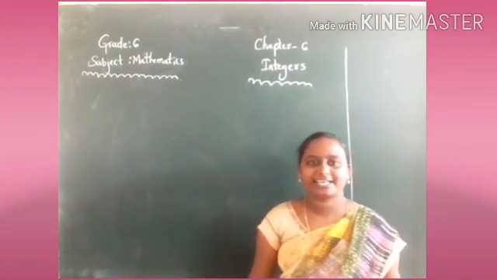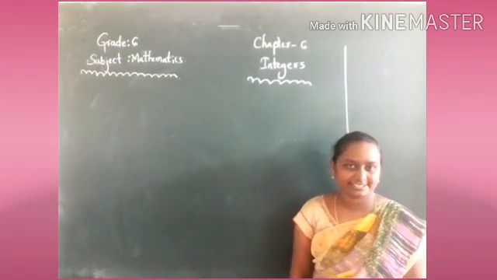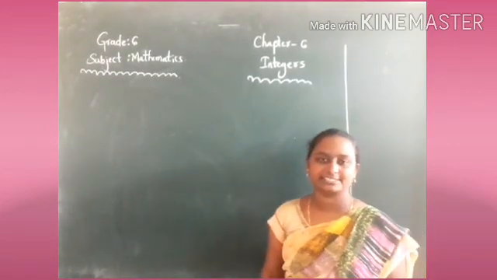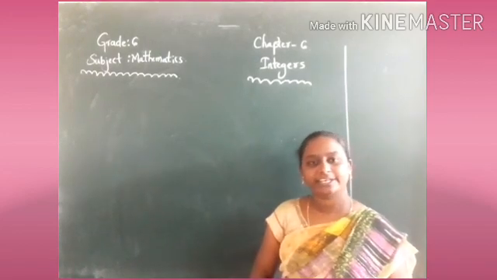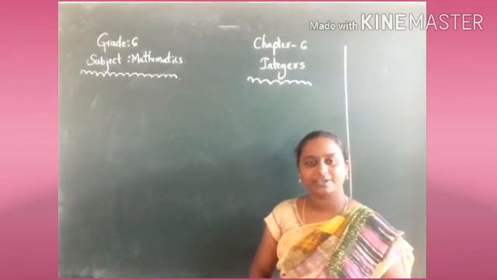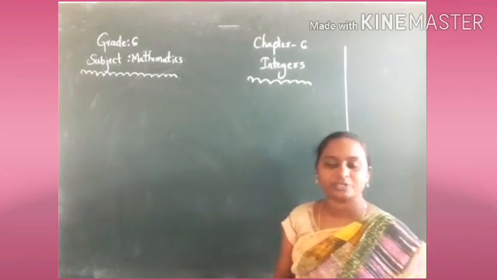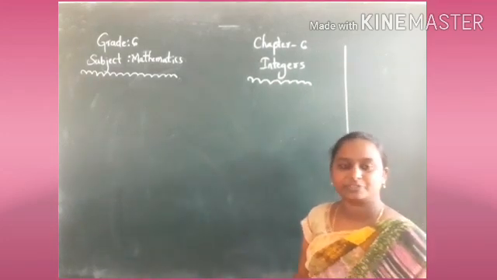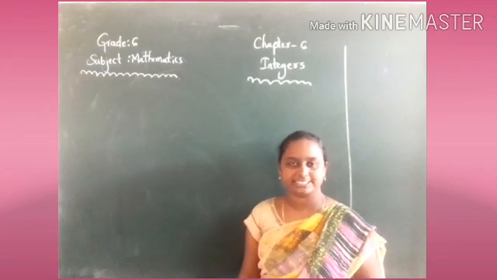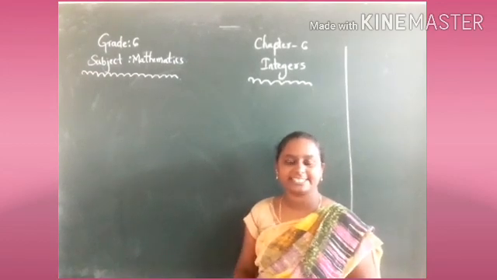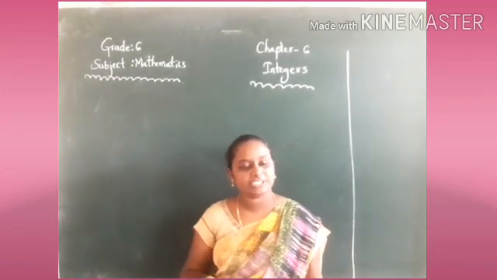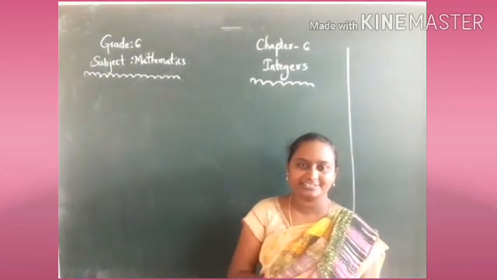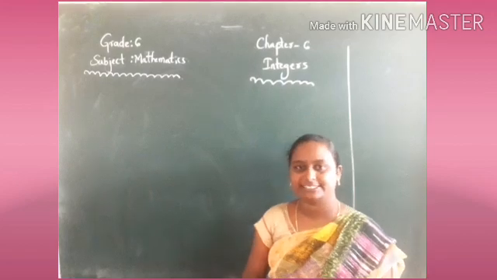Okay children, so in the last class you learned integers. Integers means the collection of whole numbers and their negative numbers. You have seen two types of integers, positive integers and negative integers. Positive integers lie on the right side of zero. Integers on the left side of zero are called negative integers.